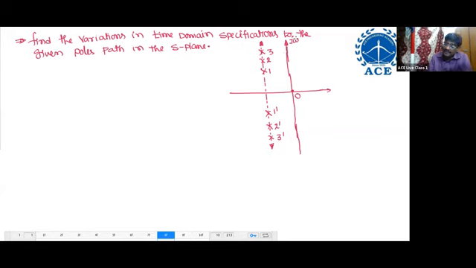Find the variations in time domain specifications. From 1 to 3, oscillations increase. Good. Next, TP decreases. Next, TD decreases. The time constant stays the same.